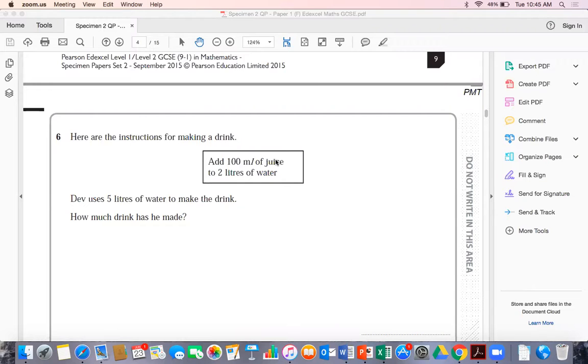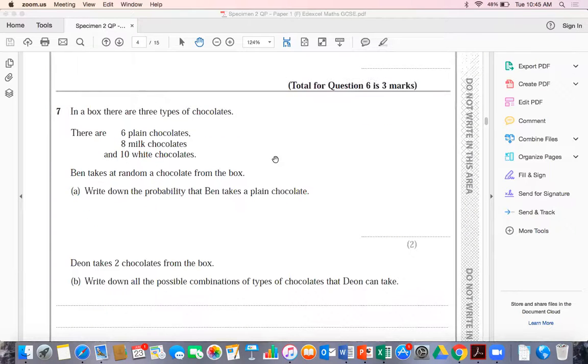When you make a drink, you add juice to water to dilute it. That gives you a drink. So he's asking how much drink has he made. You understand? Yes, sir. Okay. Number 7.